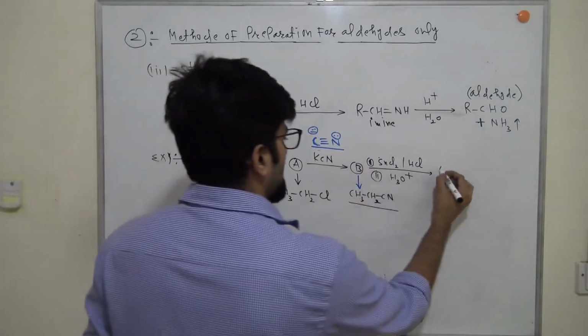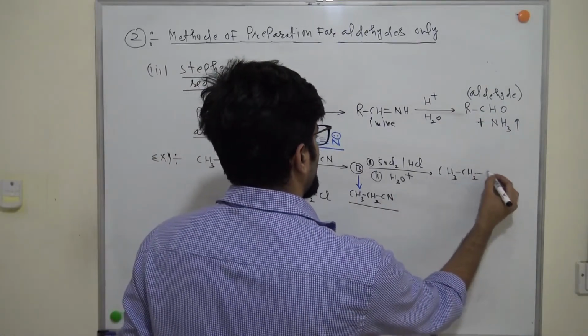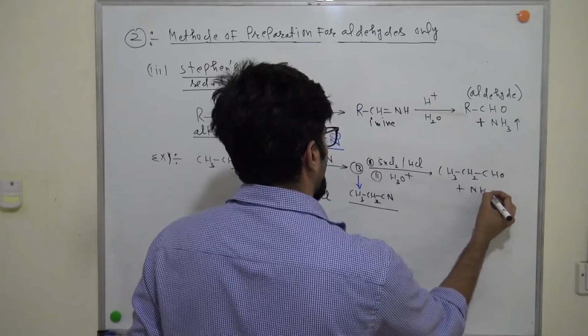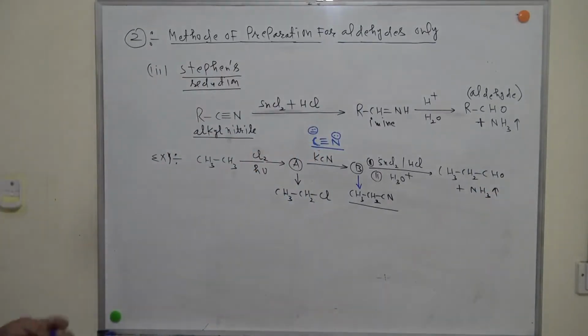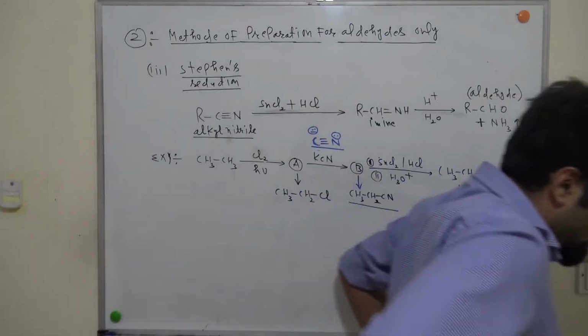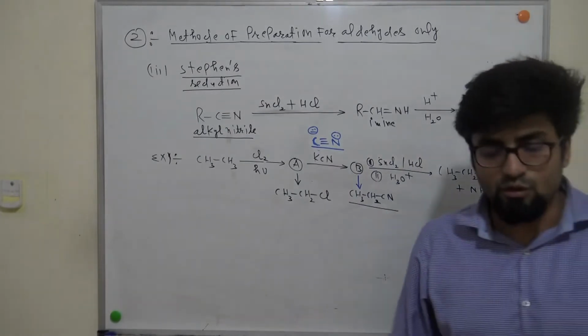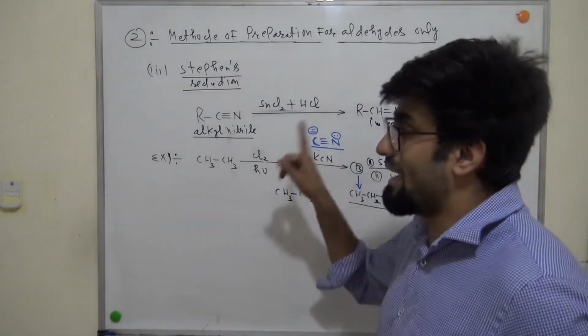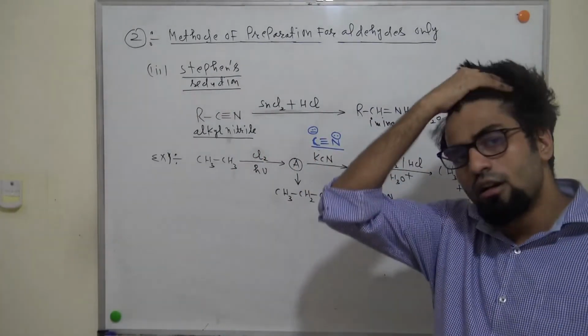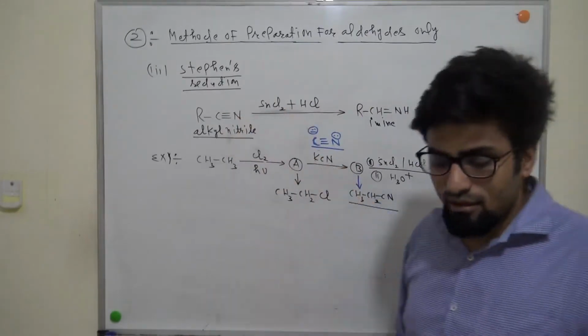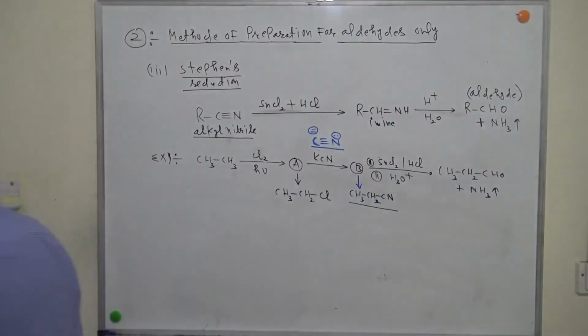Now, what will happen to the CN? Stephen's reduction will change CN into CHO along with the formation of ammonia gas. So these kinds of questions can be asked in different exams, right, guys? So this is your Stephen's reduction. The first method we discussed is Rosenmund reduction. The second method is reduction with DIBAL-H, and the third method is Stephen's reduction. Understood? Clear? By doing these methods we can get aldehydes. I don't think there should be any doubt now.